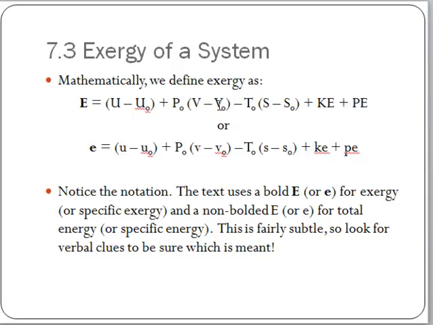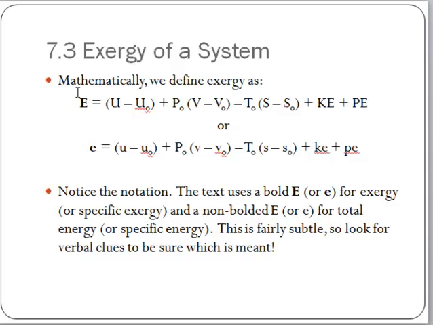So this is like a work, and this is like a reversible heat transfer, all at the temperature of the dead state. And this would be all at the pressure of the dead state, plus any kinetic energy or potential energy. Now, I don't have a difference here because the dead state does not have a velocity or a height potential energy quantity there. Now, I can do this as either an extensive or an intensive.